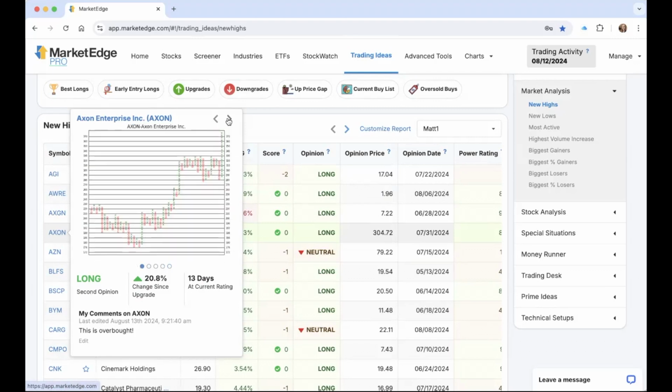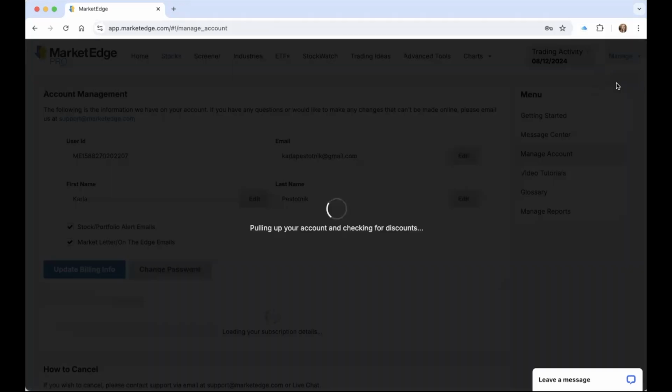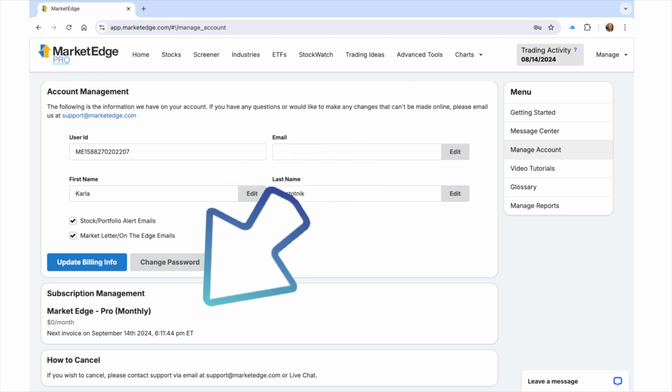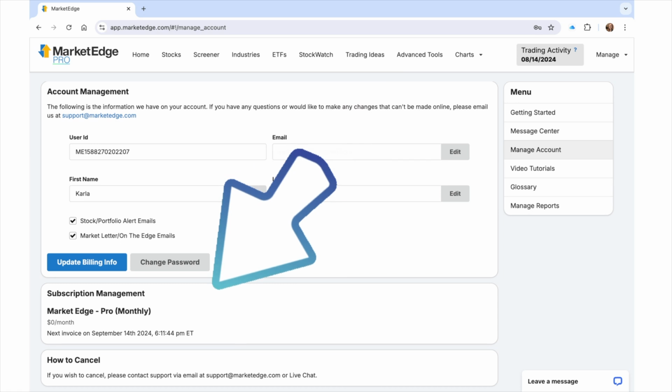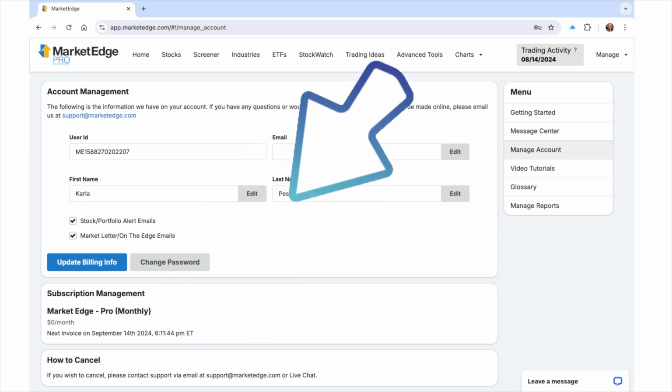Great. Let me point out one other thing. Go to Manage and then Manage Accounts. So for all of our customers, Carla is an employee, so she doesn't actually have a paid account, but we've added subscription management right down here, which will tell you what your plan is, what your price is, what your term is, and what your next invoice date is.